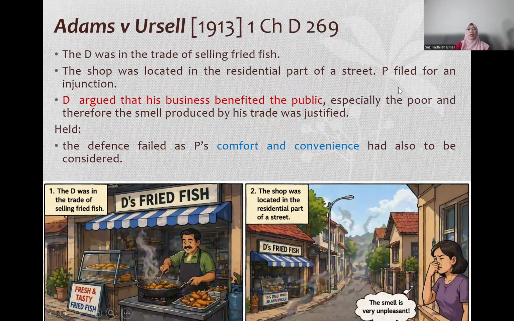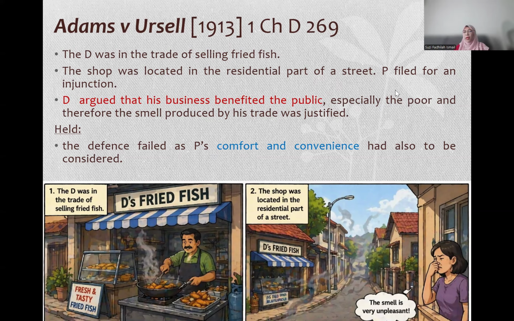So the defendant was in the trade of selling fried fish. In terms of location, the shop was located in the residential part of a street. Now the plaintiff was not comfortable with this activity or with the smell, so the plaintiff filed for an injunction. But when sued, the defendant argued that his business benefited the public, especially the poor, and therefore the smell produced by his trade was justified.